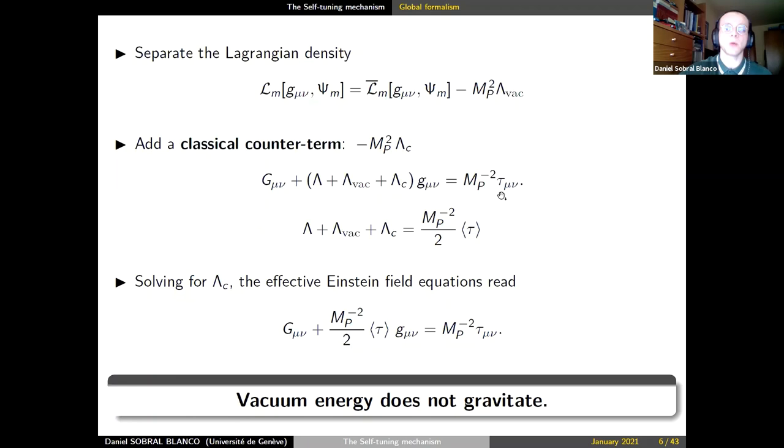What we have to do is solve this constraint for the counter term and use the result in the Einstein field equations so that we obtain the effective field equations for our model, which will take this form, where we immediately see that vacuum energy has cancelled, so that the conclusion is that vacuum energy is not a gravitating quantity in our theory. And the cosmological constant will be determined by this contribution here. And this should be what we measure.